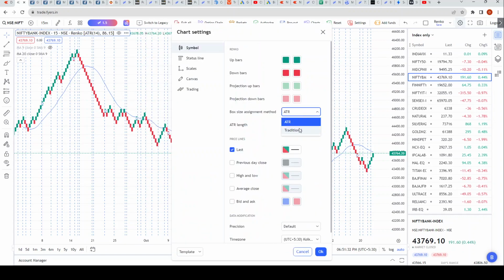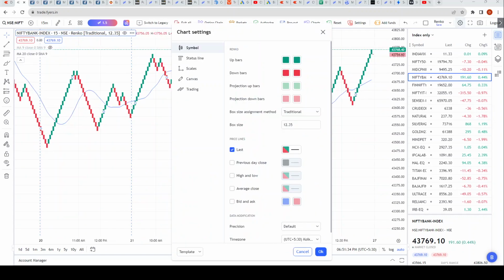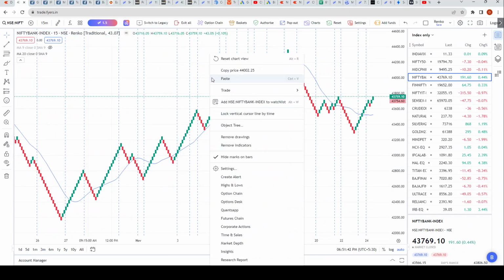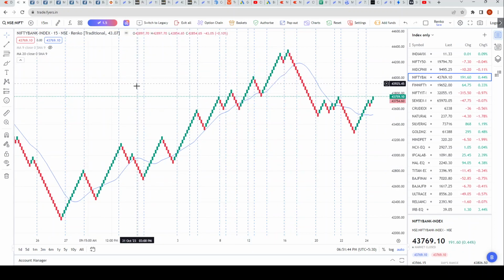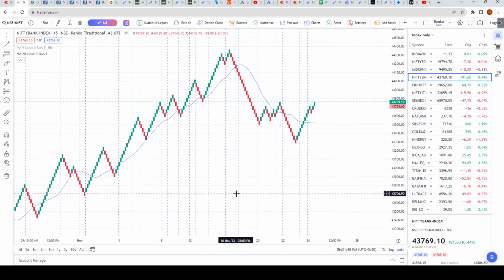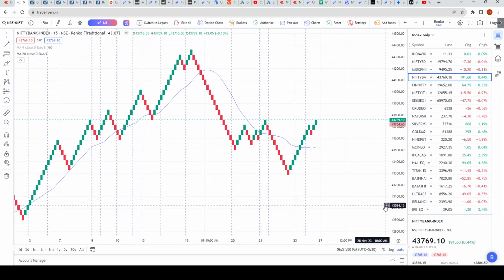go to traditional, and what was the value? 43.07. So this is how the Renko will look on the 15 minute time frame for Bank Nifty. All right. Simple as that. It was 43, right? Yeah, 43.07. This is how it will look.